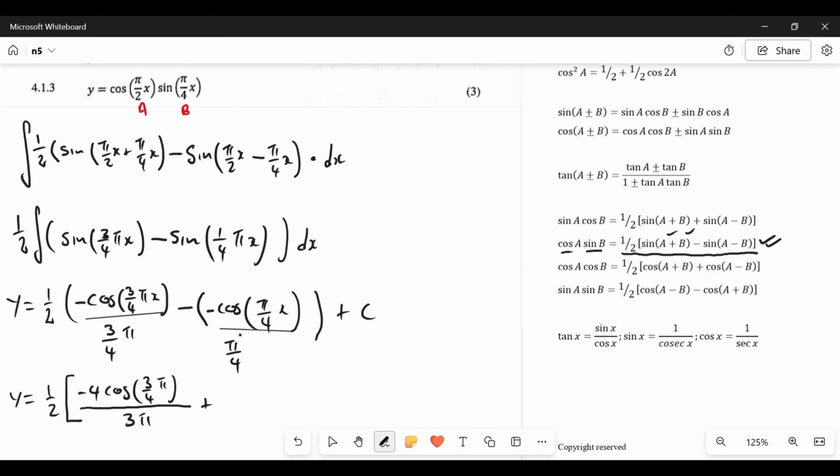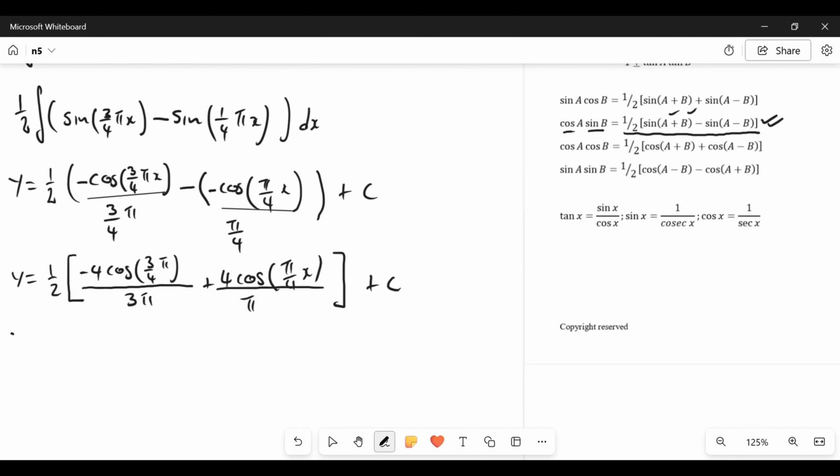Again, we have a fraction, pi over 4, dividing there. This 4 is going to go on top. So this is going to be 4 cos, open bracket pi over 4x, and all this is divided by pi, because the pi is remaining on top. We close the bracket and say plus c. Let me create a space so that you are able to see. As you can see, we still have the half there.